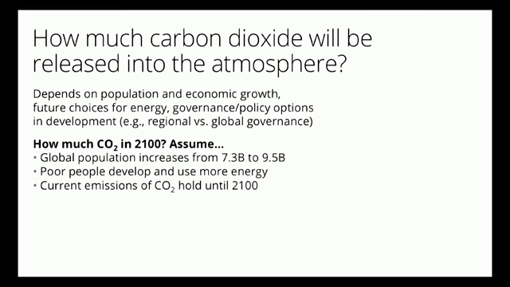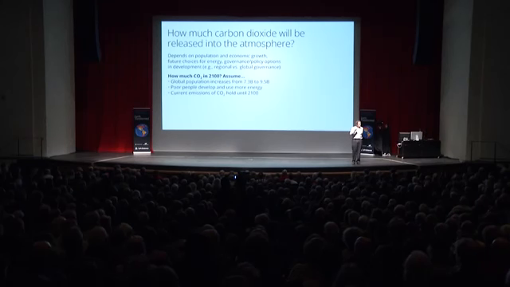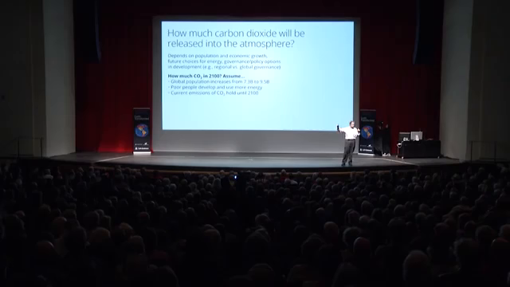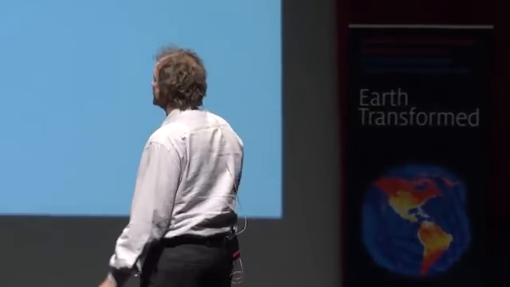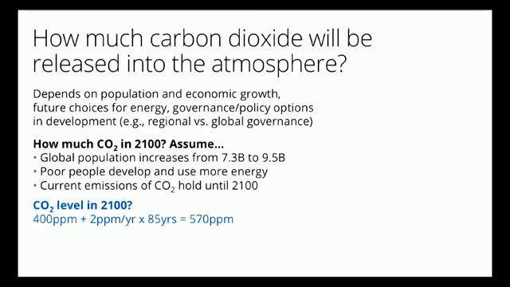So we can actually do this calculation. 400 today, two are going in every year. And it's 85 years between now and the end of the century. 2 times 85 is 170, right? So 170 more. We're at 400, we end up at 570. Okay, so there we go. There's the math. It's the only equation I'm going to show you today.